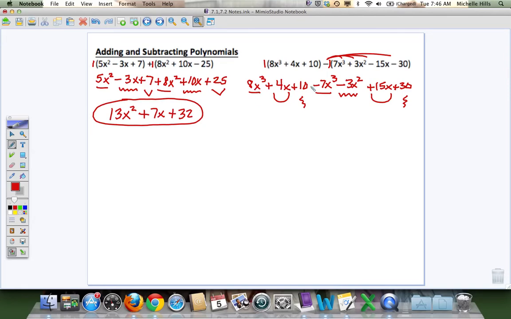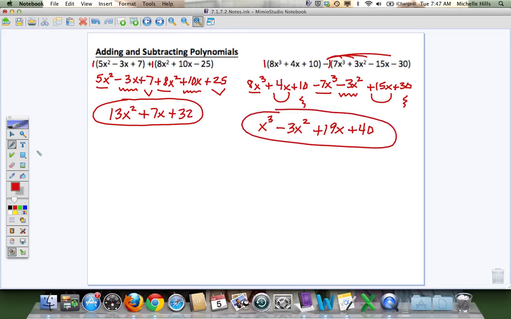Standard form, x to the third power would go first. 8x to the third power minus 7x to the third power is 1x to the third power, or just x cubed. X squared would go next. There's only one of those, so just minus 3x squared. A plus 4x and a plus 15x gives me a plus 19x. And my constant, positive 10 plus 30, is going to make this a plus 40. Again, what I did, with the exception of this, although it's a good idea for some people to remind themselves to take that negative all the way through, that is minimum work for this problem.